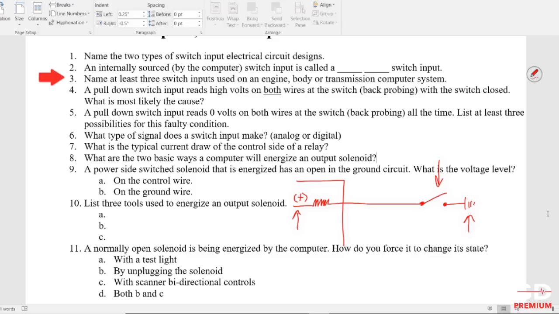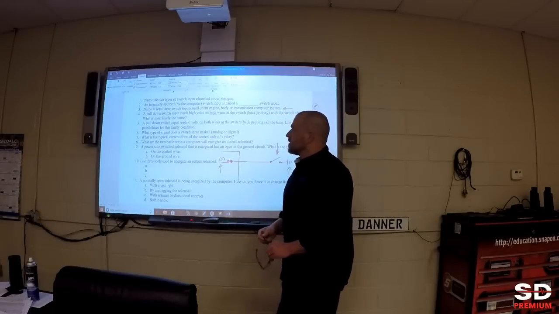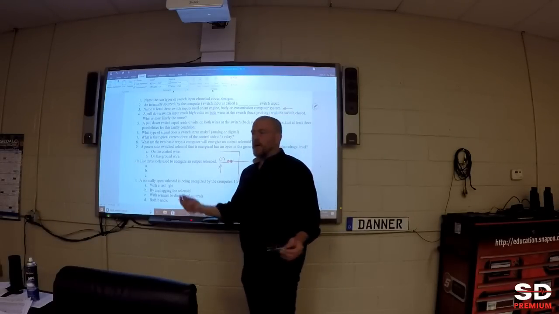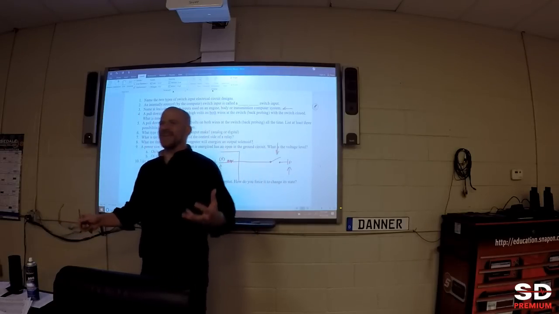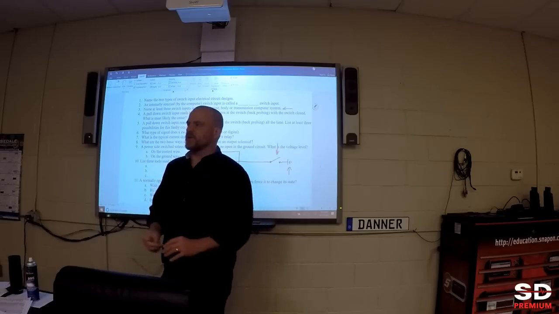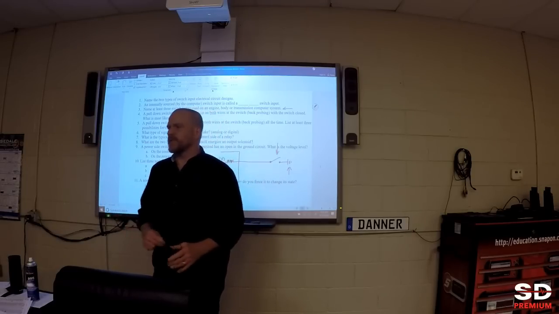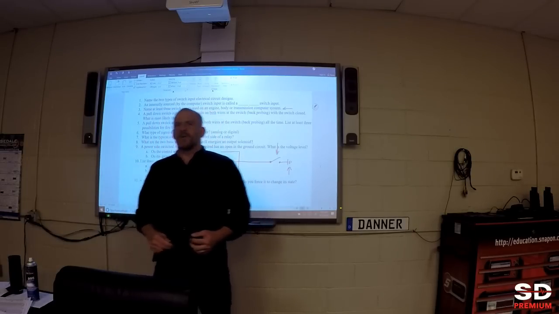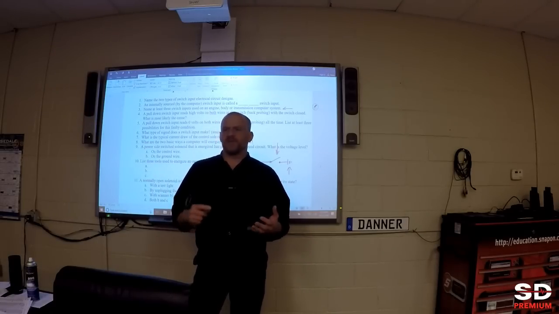Name at least 3 switch inputs used on engine, body, or transmission computer systems. That should say systems. Throttle position, parking, camshaft. Like key fob, door lock, or oil pressure? Yeah, any switch that's on the car, if you guys remember. Anything that you can imagine inside of the car on today's cars would be a switch input. There's a bunch of lists. Yeah, there's a list on page 2 of the chapter. I had like park neutral, headlight switch, power steering pressure switch.